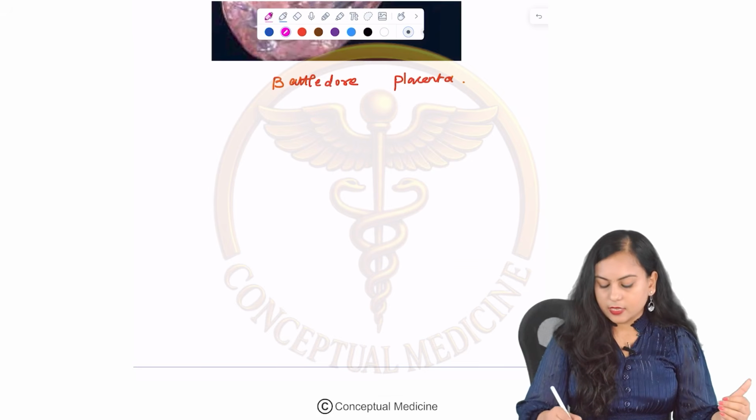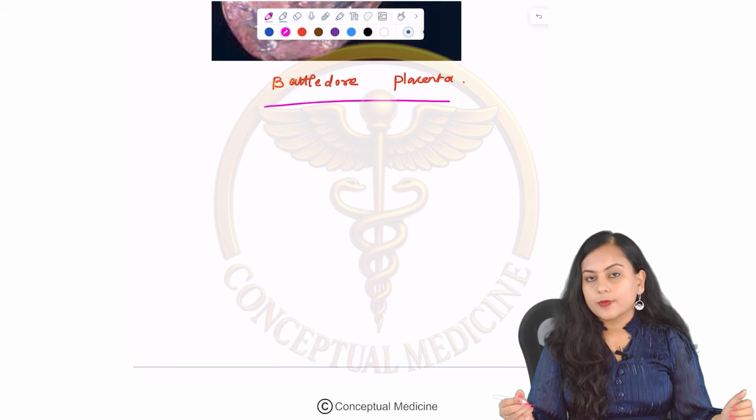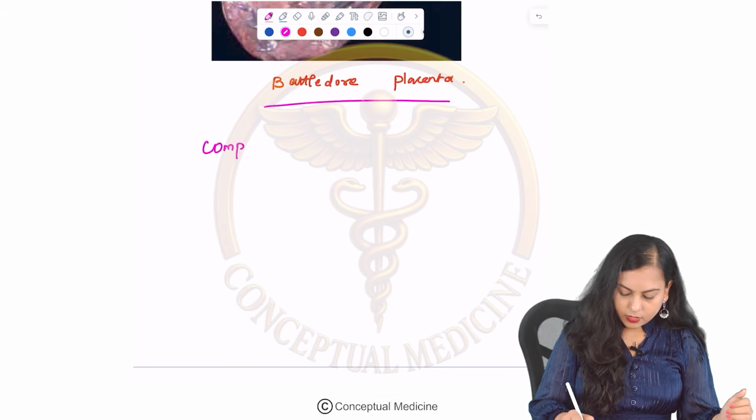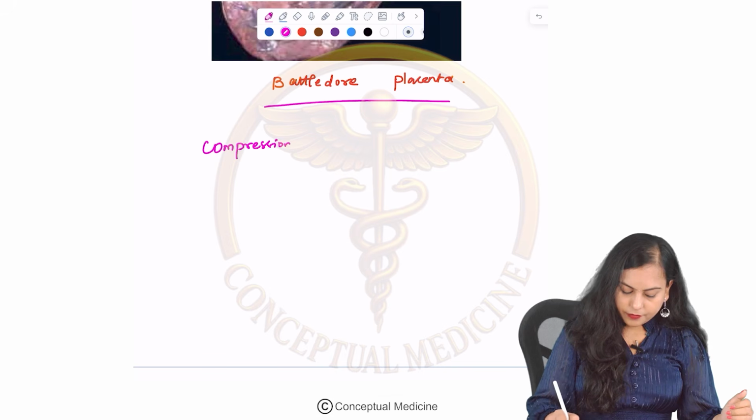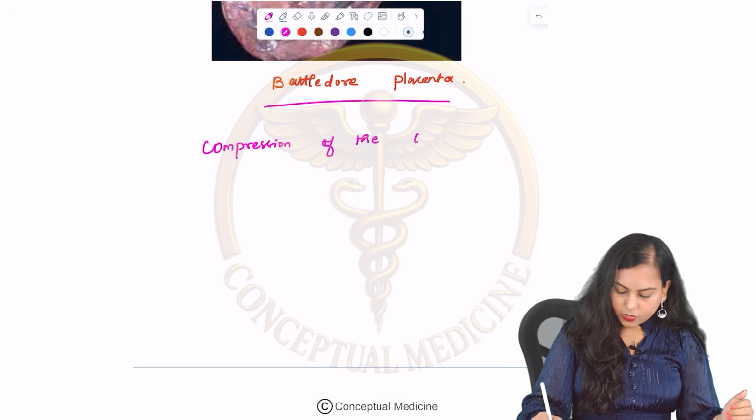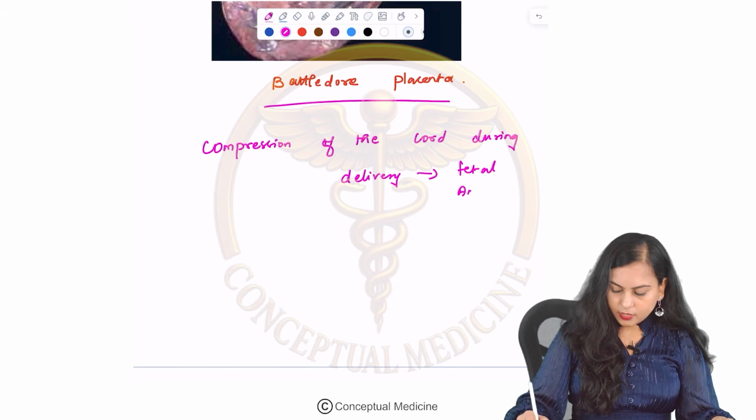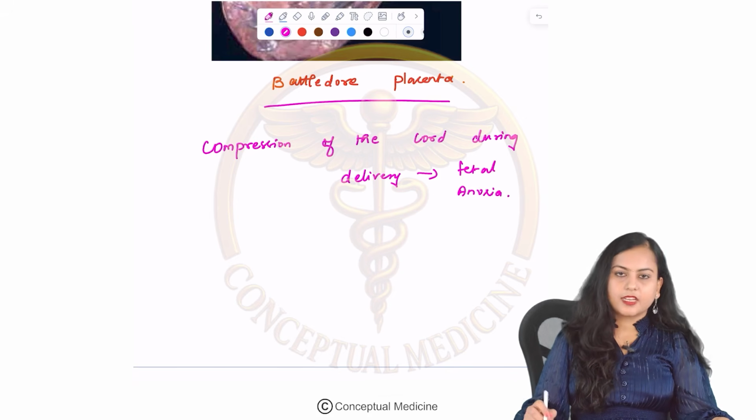Now, what is the significance of this battledore placenta? Yes, there can be compression of the cord during delivery, that will be resulting in fetal anoxia. Clear? Right.